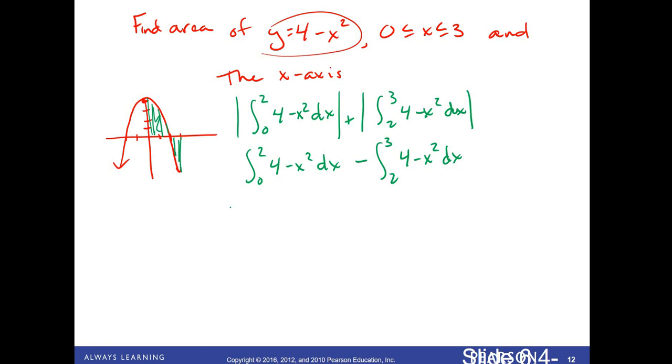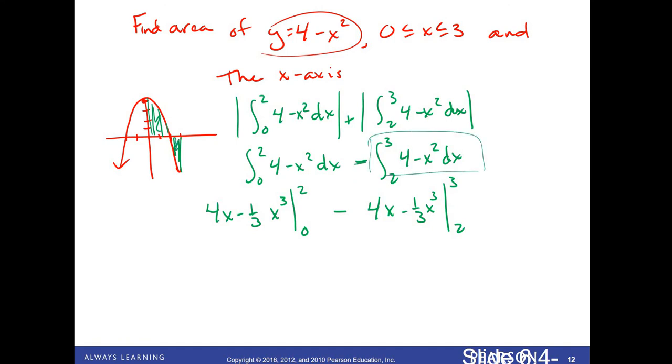Again, our antiderivative here is going to be 4x minus 1/3 x cubed. I'm going to evaluate that from 0 to 2, and then I'm going to subtract again my antiderivative evaluated from 2 to 3. Remember, the reason I'm subtracting is because this second piece is underneath the x-axis, or negative, so to add it in to find absolute area rather than the displacement, distance versus displacement, remember, then I'm going to use a minus sign here.